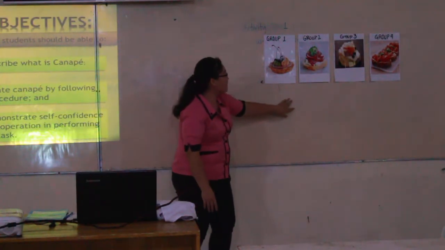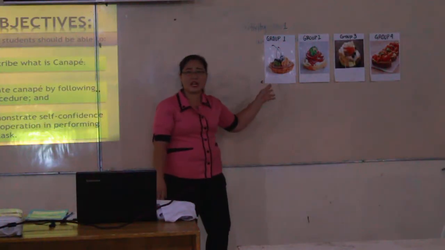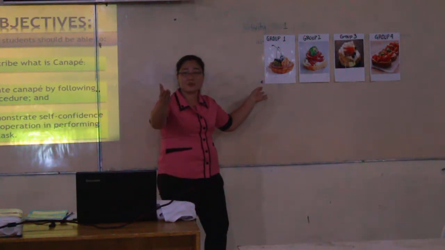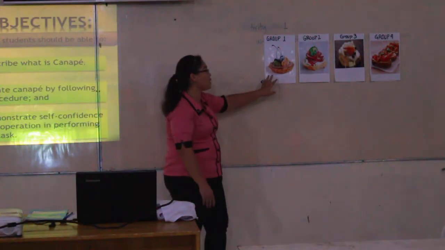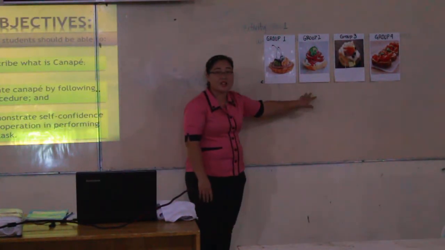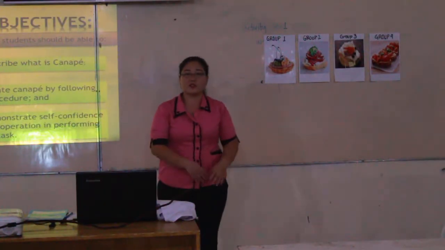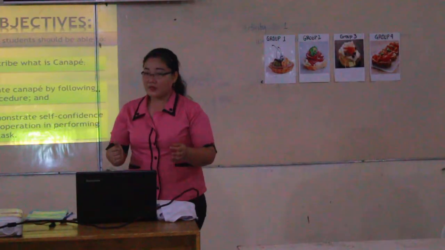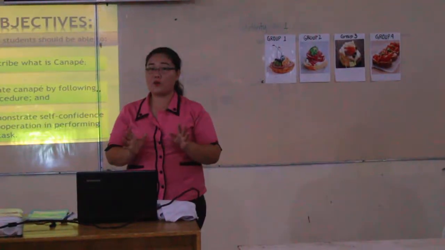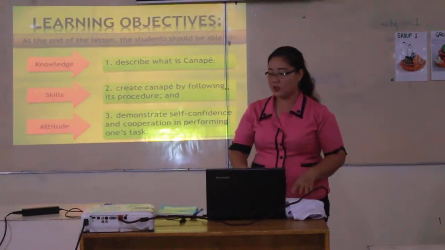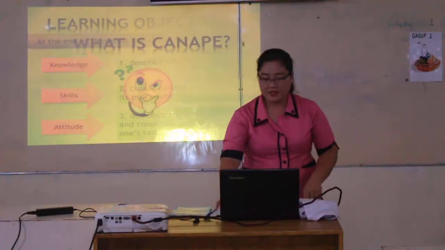And this, what do you think, what kind of food is this? Yes, Mr. Melindres. Okay, very good. A canapé. So the images you formed are an example of canapé. So now you have an idea already of what our lesson for today will be. So it's all about canapé.